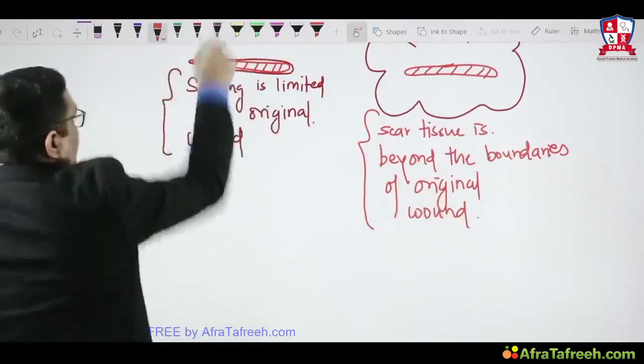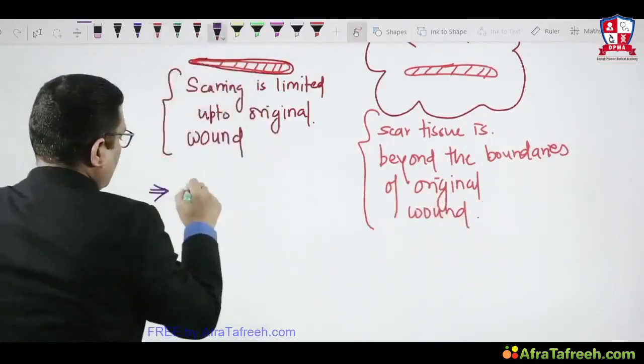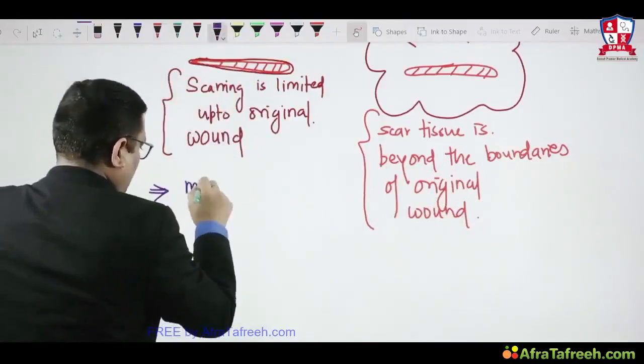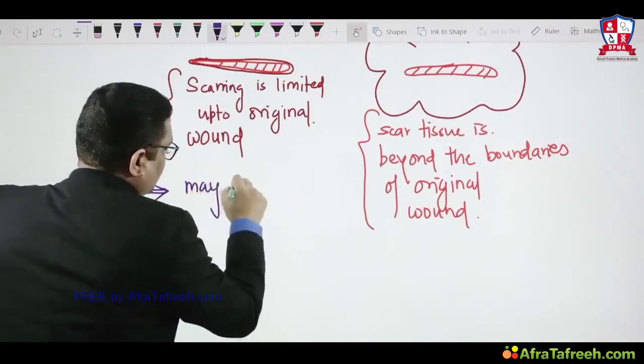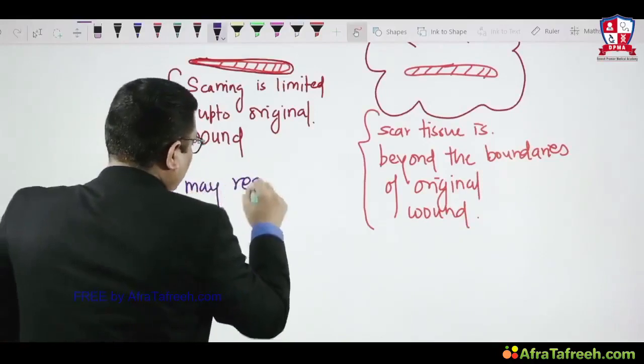Another important difference you will notice is that hypertrophic scars may resolve spontaneously, or they may regress spontaneously.